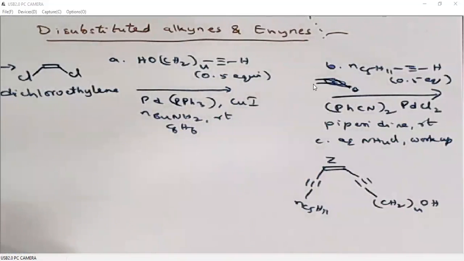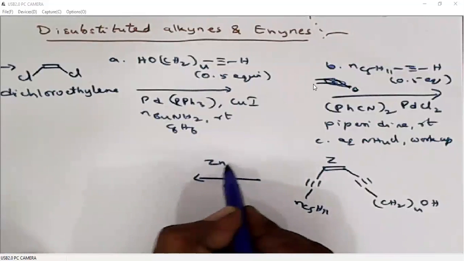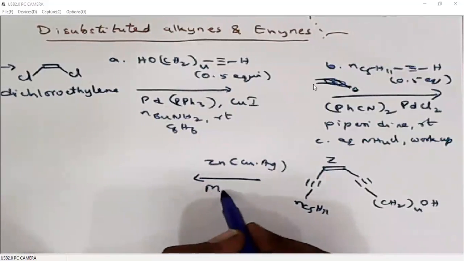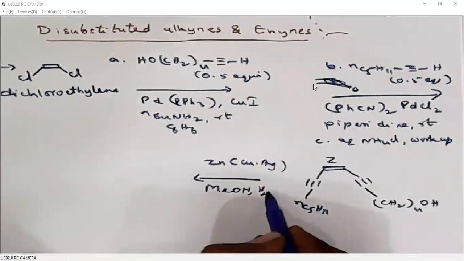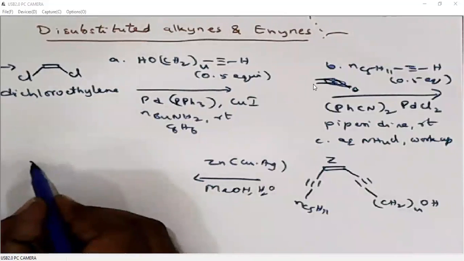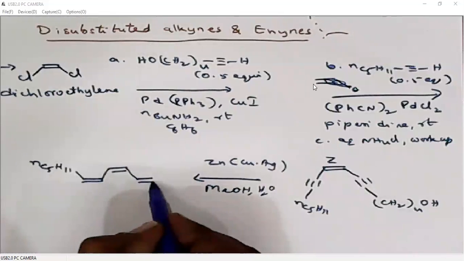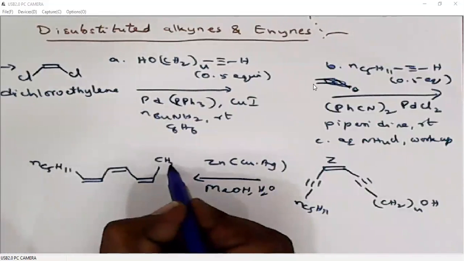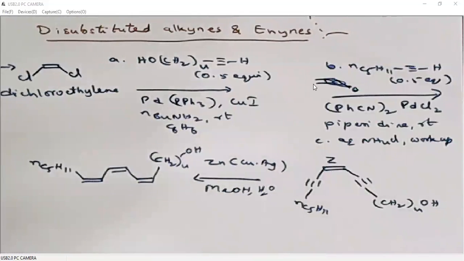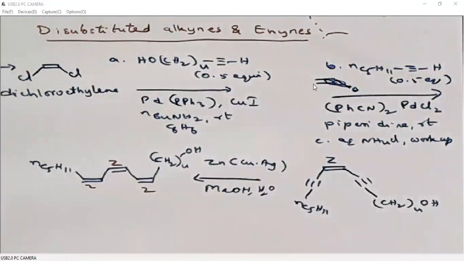Of course, this Z configuration is not changed. And this can be further explored by reduction with zinc. When we reduce this with zinc, both the triple bonds will be reduced to cis double bonds.